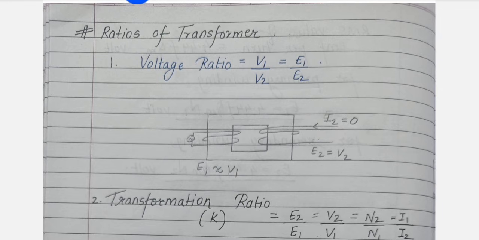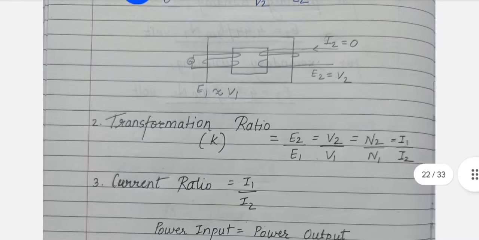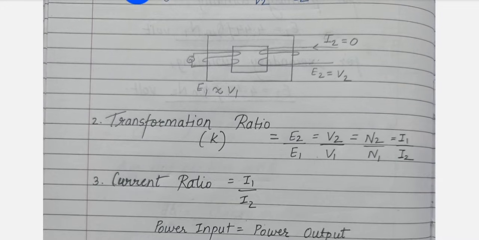Then we come to the ratios of the transformer. It is simple, you just have to mention the ratios. What will be the voltage ratio? It is V1 upon V2 or E1 upon E2. And the transformer ratio is E2 upon E1 equal to V2 upon V1 equal to N2 upon N1, which is equal to I1 upon I2. So wherever the ratio of the transformer is asked, remember the whole ratio is the same, just I1 upon I2 is interchanged. E is related to EMF, V is voltage, N is the number of turns, and I is current.